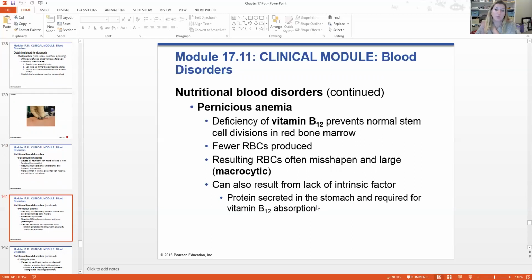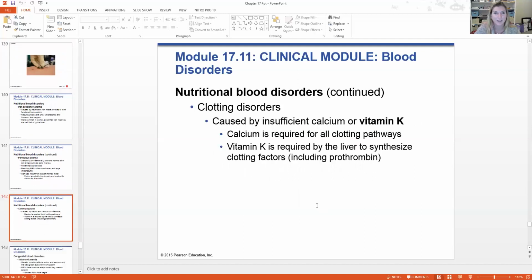Intrinsic factor is a protein that functions in our digestive system, and it's used to absorb B12. So if you don't have intrinsic factor, then you're not going to have enough B12. If you don't have enough B12, you might have pernicious anemia. I don't know why I can't say that.